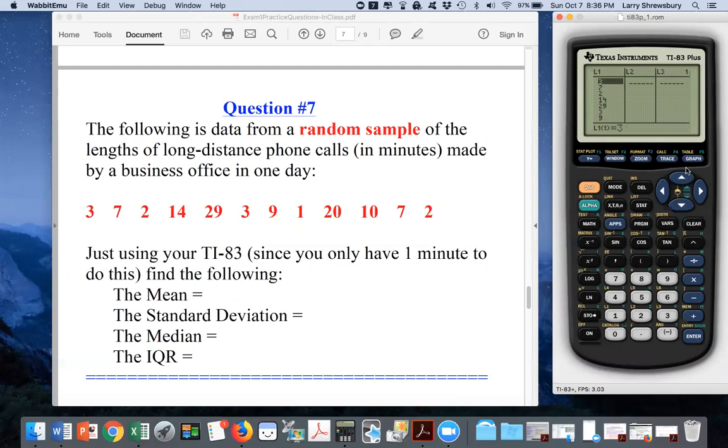Okay, so I'm going to pause here a bit while you go ahead and get the mean, standard deviation, median, interquartile range. Remember, it's a random sample. So remember that when you get your standard deviation.